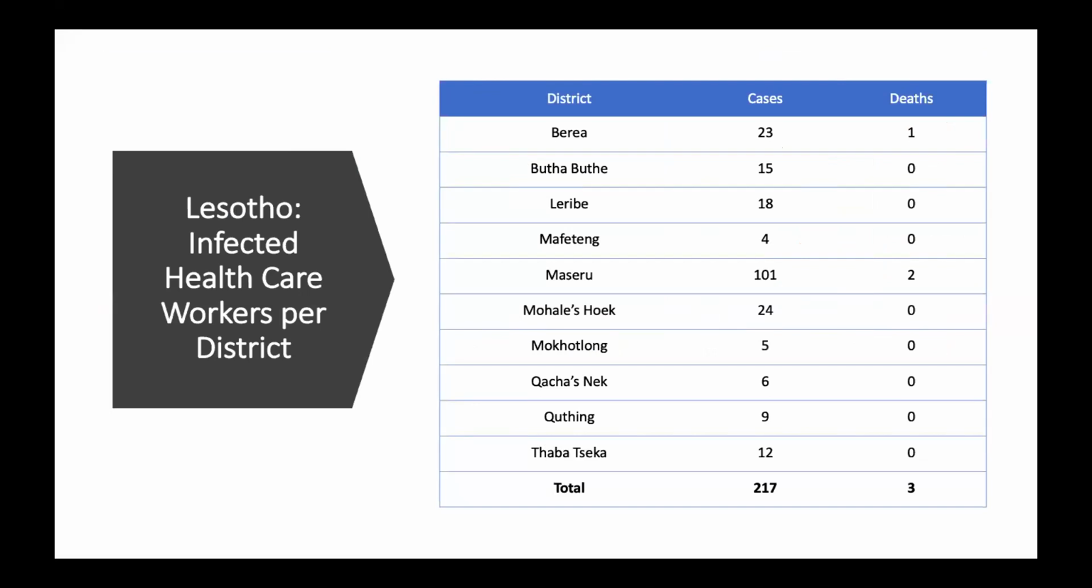So far, we have had 217 healthcare workers that are infected, and Maseru, which is the capital city, has the highest number of healthcare workers that are infected. And this is the same district where we also lost the lives of 2 healthcare workers. We have experienced 3 healthcare workers that have died in the country.